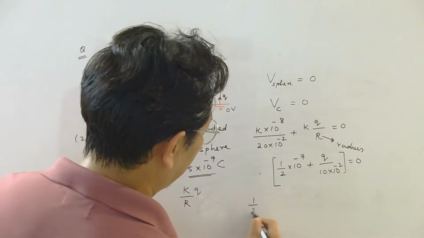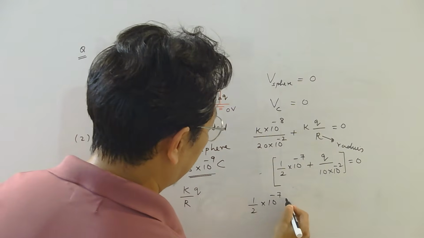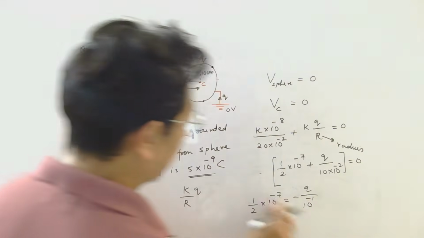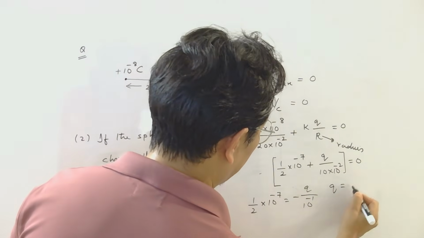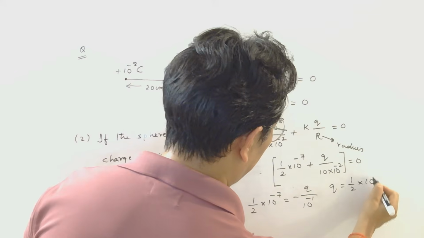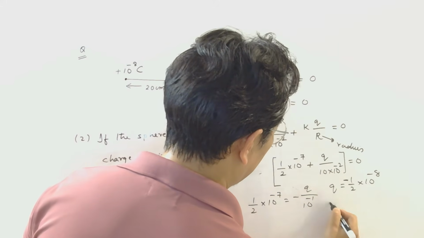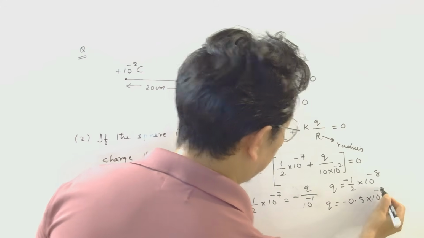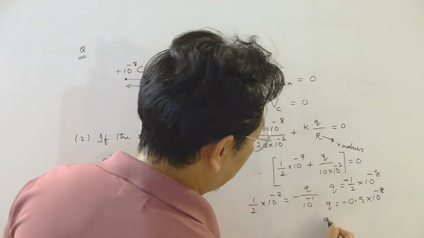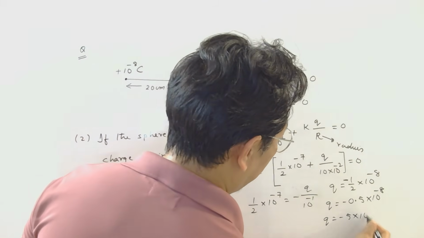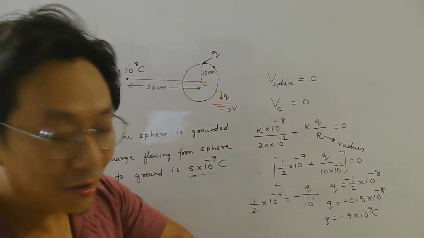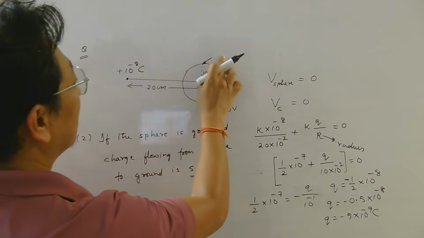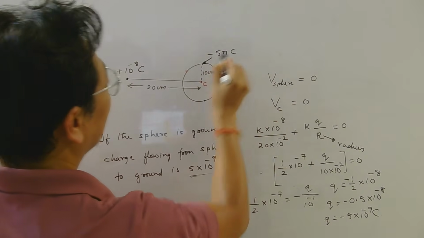You will get half into 10 power minus 7 is equals to minus Q by, this will become 10 power minus 1. If you cross multiply, it will become half into 10 power minus 8 with minus sign, and this is 0.5 into 10 power minus 8, which can be written 5 into 10 power minus 9 coulomb. So the charge on the sphere is minus 5 nanocoulomb.